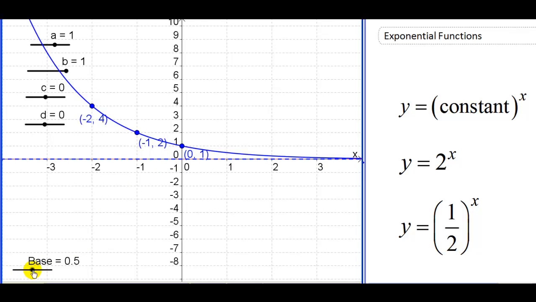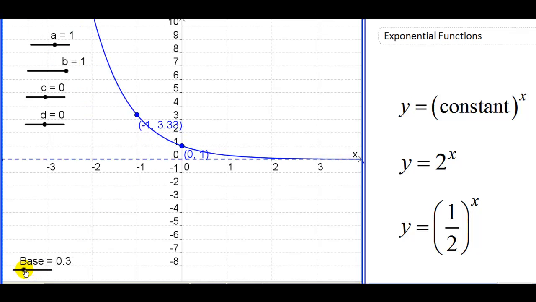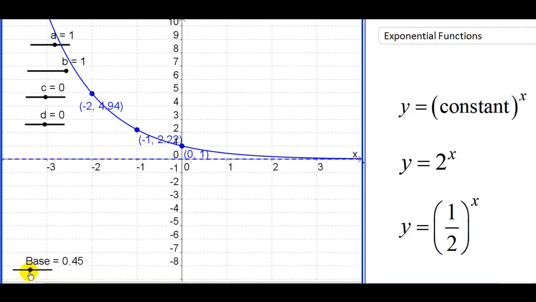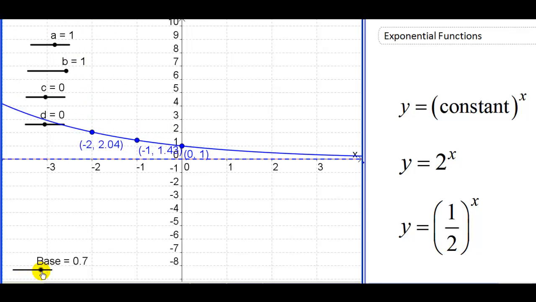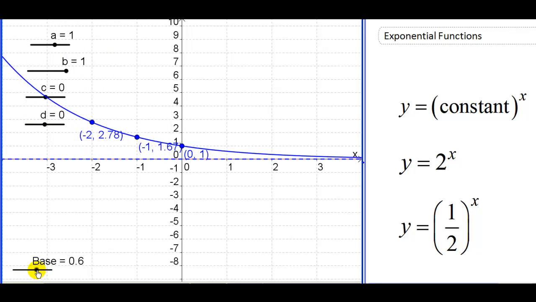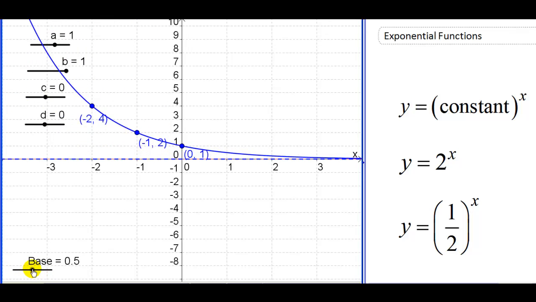And as I change the value of the base between 0 and 1, notice it has the same basic shape. It is a decreasing exponential function. And all the base does, being between 0 and 1, is it affects how steeply it drops along the curve.